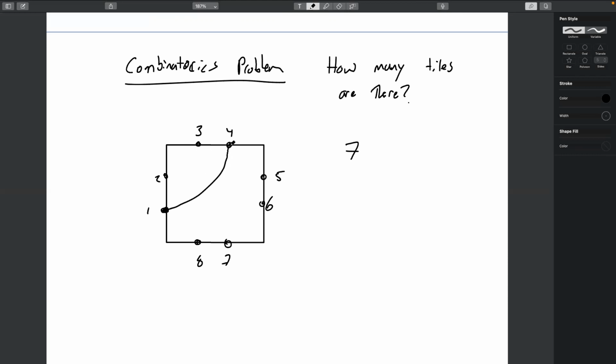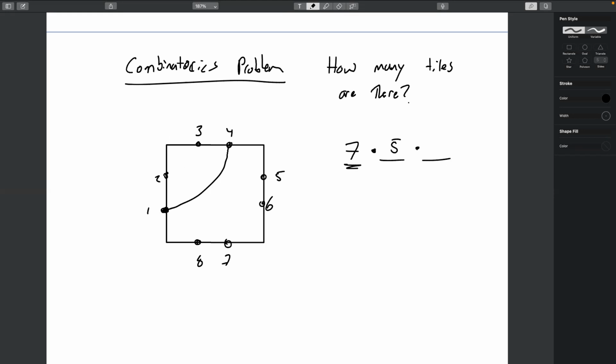So let's say I did this. That was one of my 7 choices. Now I have another choice to make, so I'm going to multiply. How many choices do I have for where 2 can go? 5. Yeah, 1, 2, 3, 4, 5. It only has 5 places that it can go, interestingly.